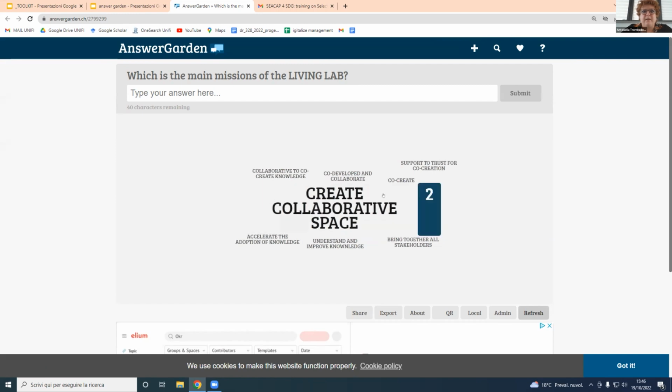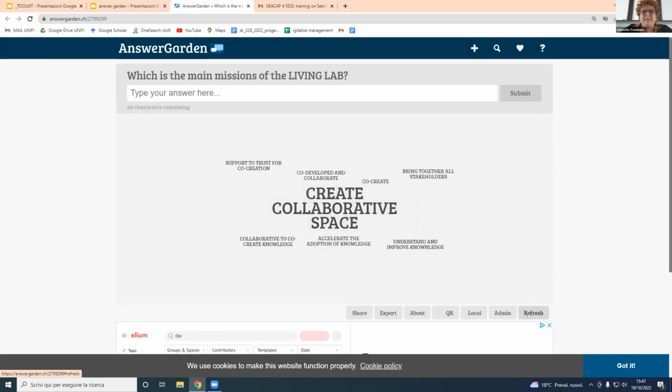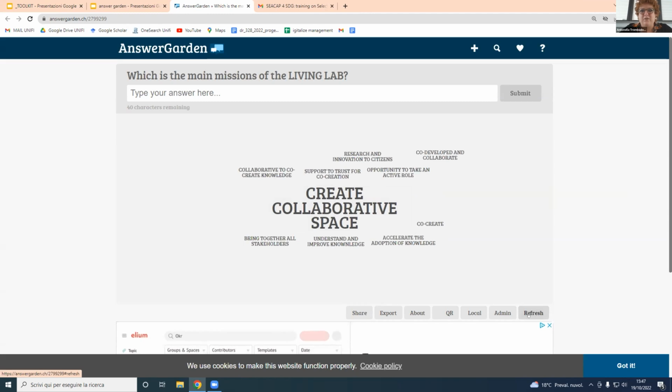So many answers relate collaborative to co-create knowledge, which is correct. It is a very good opportunity to have inside the building, in the physical place of the building, a physical space where it's possible to co-create knowledge with the company, with the main stakeholder, with the researcher and the student. Of course, all your answers are correct and perfectly in line with the mission of the Living Lab. So we are really happy to see and to have this kind of feedback from you.